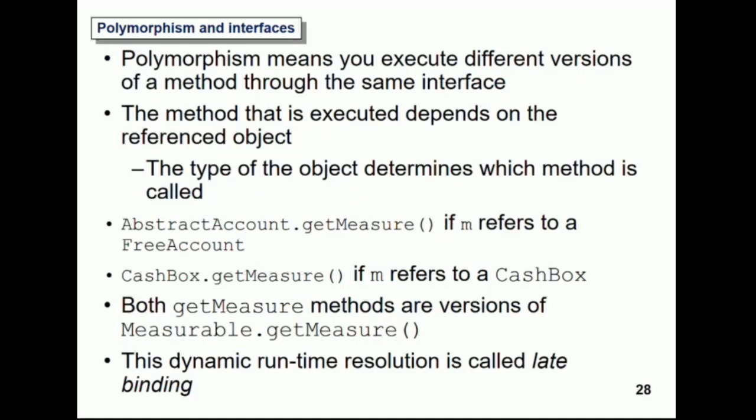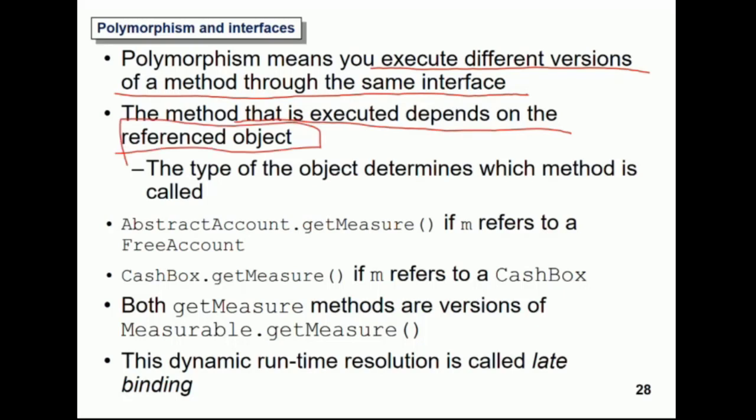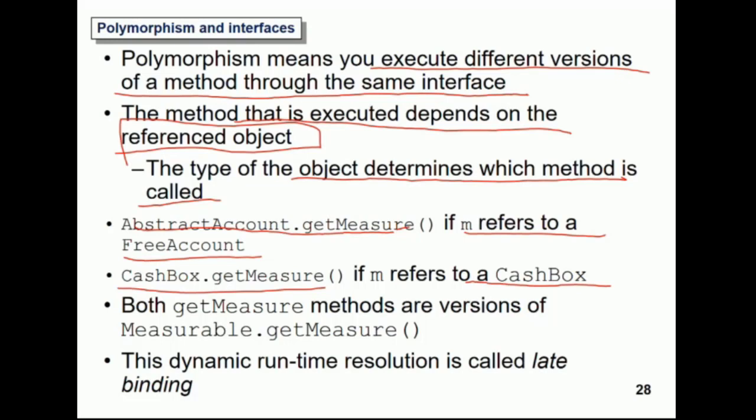So polymorphism means that you execute different versions of a method through the same interface. The method that is executed depends on the referenced object, and the type of the object determines which method is called. So abstract account.getMeasure is executed if m refers to a free account, and cache box getMeasure if m refers to the cache box. So both getMeasure methods are versions of the measurable.getMeasure. This dynamic runtime resolution is called late binding.